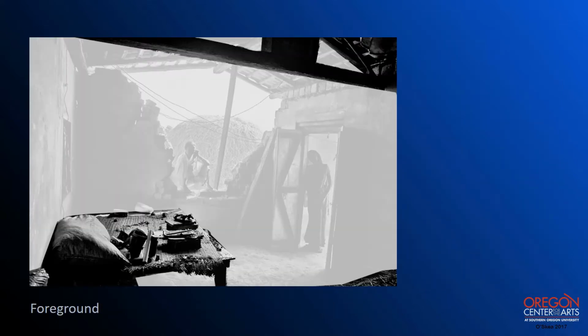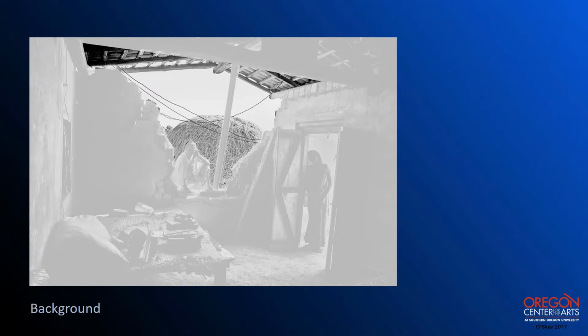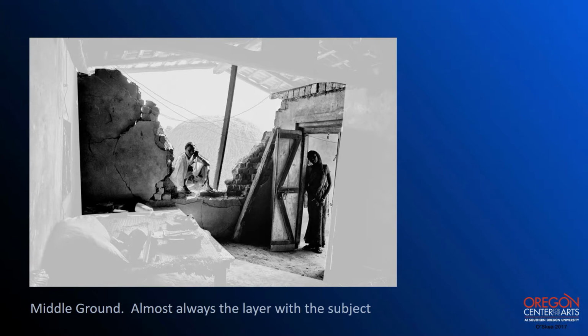So if we take a look at this image, we've got foreground here, obviously the table and all of the stuff on it, but don't forget the beam up above as well as foreground elements. The background is pretty straightforward. It's kind of beyond the plane here, the haystack in the background and the sky. And then of course the middle ground is almost always the layer with the subject. So we've got the wall, the door, and the two people in this image. Very much the subject of this photo in that middle ground.